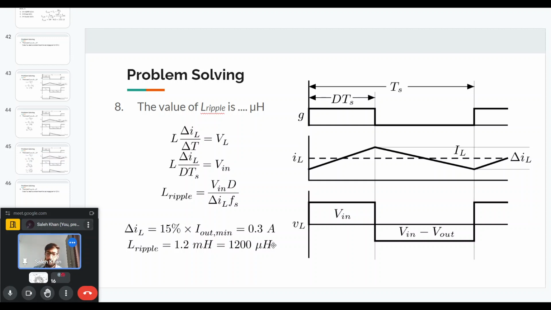And so this also tells us that even though the critical inductance was only 36 micro, to satisfy this ripple requirement, we have to use a much, much larger inductance, which is 1200 micro. So usually the ripple requirement is much more strict compared to the CCM requirement or the critical inductance.